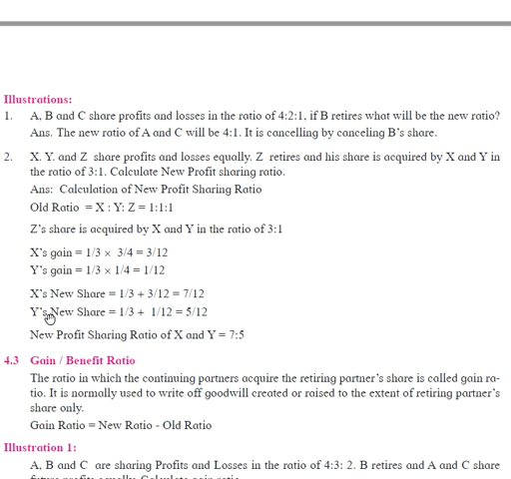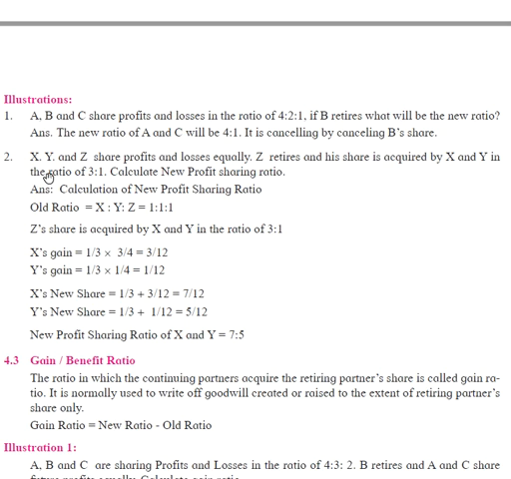And Y's new share is 1 by 3 plus 1 by 12. So he will get 1 by 3 and 1 by 12, so that he will get 5 by 12. So the new profit sharing ratio of X and Y is 7 is to 5.